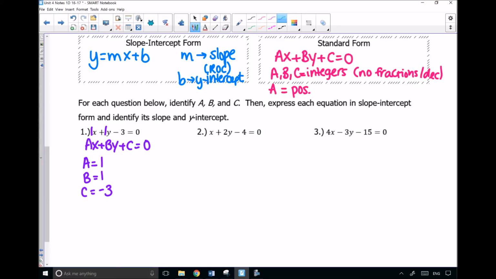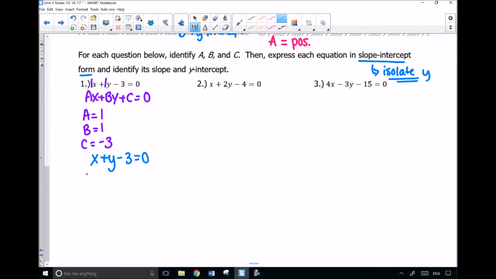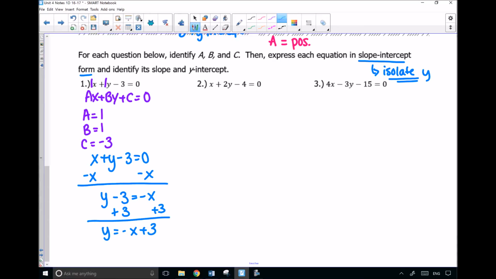Now that I've done that, I can go ahead and get it in y equals mx plus b form, or slope-intercept form. When it says to get it in slope-intercept form, it means to isolate y. So that means we have to get y alone. How do I do that? Well, I'm going to subtract x from both sides. So right here I get y minus 3 equals -x. Then I'm going to add 3 to both sides. So I get y equals -x plus 3.